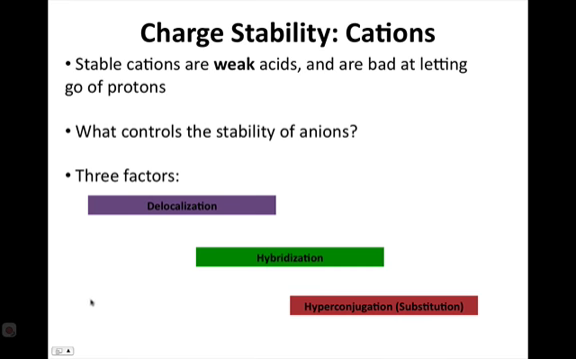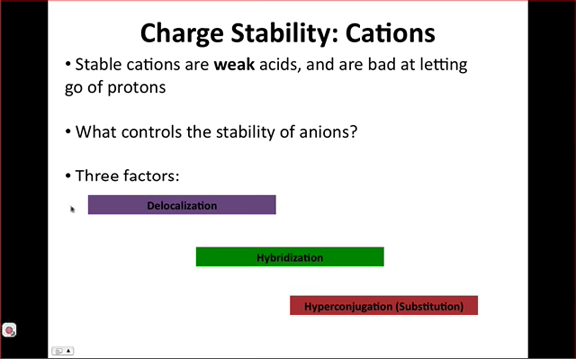The thing to keep in mind in the context of cations is that stable cations are weak acids. They don't want to give up protons because they're stable with the positive charge, and so to give up H+ would maybe potentially destabilize them. They're bad at letting go of positively charged protons.